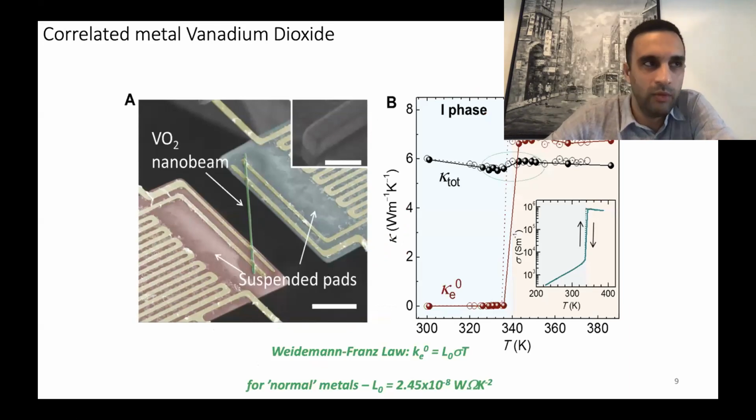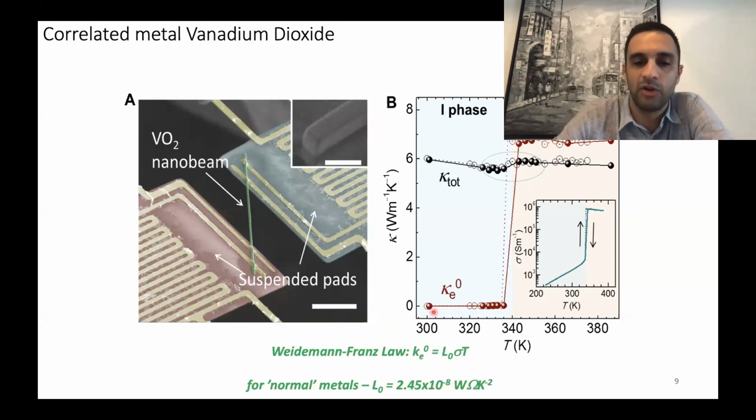So what we did was we took this extremely pure vanadium dioxide nanobeam, suspended across these two pads, which are measurement devices. What you see here is a platinum resistance thermometer as well as a heater. And you see 4 probes here that allow you to measure the electrical conductivity directly. In the black dots, what you see is when we ramp up the temperature from low temperature to high temperature, and the open black dots are when we cool it down. And again, as I mentioned before, the total thermal conductivity does not change. So if you use this correlation of the Lorentz number, multiplied by the 4-probe electrical conductivity and the absolute temperature, what you should get is this KE naught value, right?